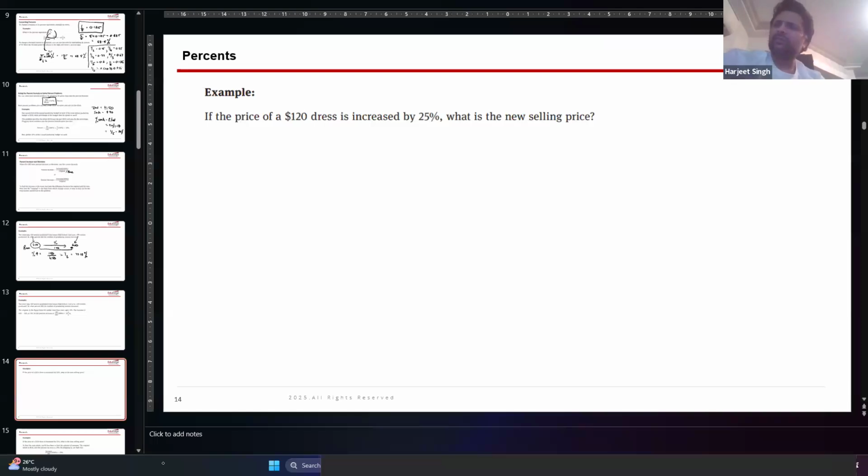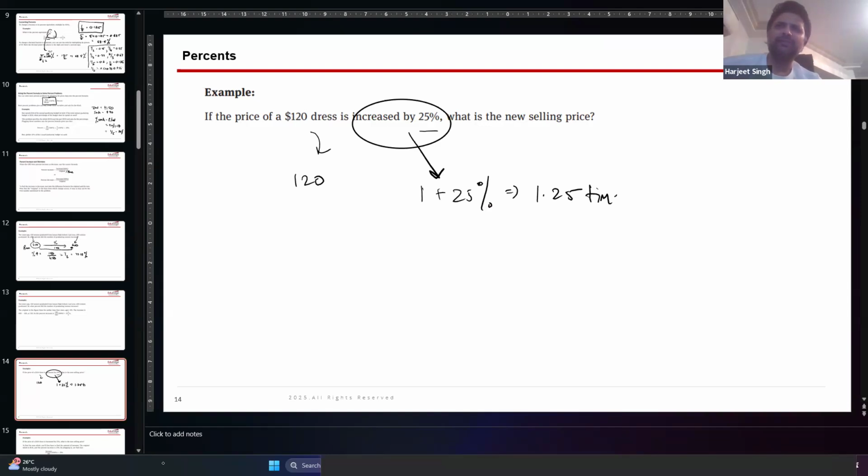Another question: if the price of a $120 dress increased by 25%, what is the new selling price? So original is 120 and the increase is 25%. Whenever we are given an increase, all we have to do is add the base, which is 1, to this percentage, which means this becomes 1.25 times. So this becomes like a factor.